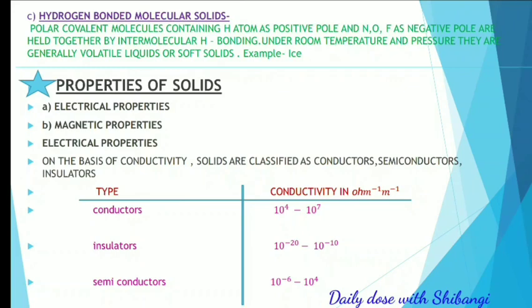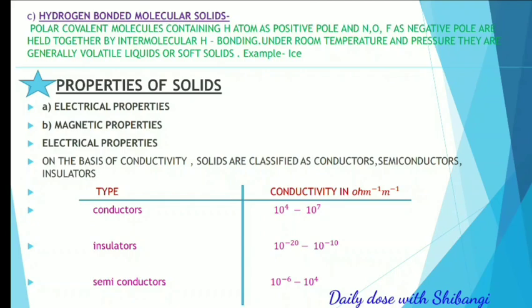So the electrical properties are based on the conductivity. Solids are classified as conductors, semiconductors and insulators. Here we can see a chart showing the type of solids and the conductivity range in ohm inverse meter inverse. Conductors have a conductivity range of 10 to the power 4 to 10 to the power 7 ohm inverse meter inverse, and insulators have a conductivity range of 10 to the power minus 20 to 10 to the power minus 10.